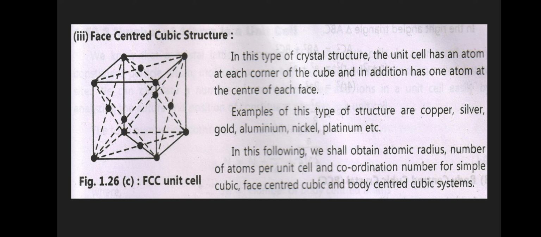Now in figure we see that 8 atoms are situated at 8 corners of the cube and 1 atom at the center of each face. Now the examples of this type of structure are copper, silver, gold, aluminium, nickel, platinum, etc.